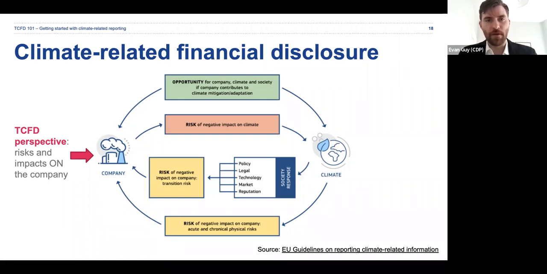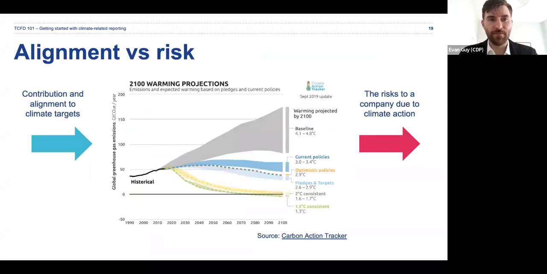Therefore, it's really important to emphasize that what we're not talking about is alignment. While it can be really important for businesses to set targets and develop transition plans that align their strategies with national or global decarbonization targets, such as setting a science-based target for net zero aligned with the Paris Agreement, this is distinct from a company's own considerations of the risks and the opportunities that it will face from climate change. And so what's really important with TCFD is to think about how climate change is going to financially impact your company.